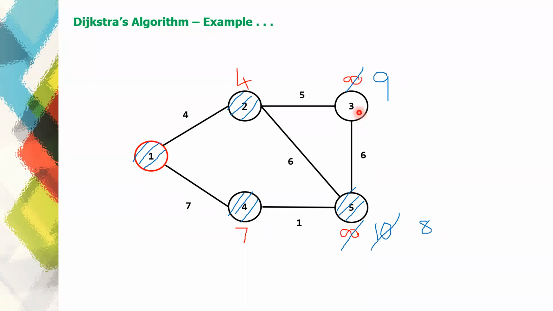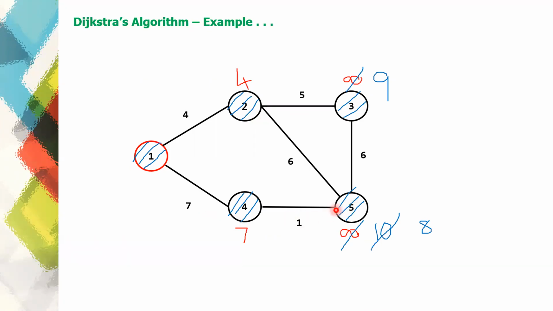Now the last step, 5th step, there is only one node that is left unvisited. So that itself I'll select and I'll try to apply relaxation procedure. Node 3 is connected to node 2, which is already visited. So I'll not apply relaxation. Node 3 is also connected to node 5, which is already visited. So no need of applying relaxation.